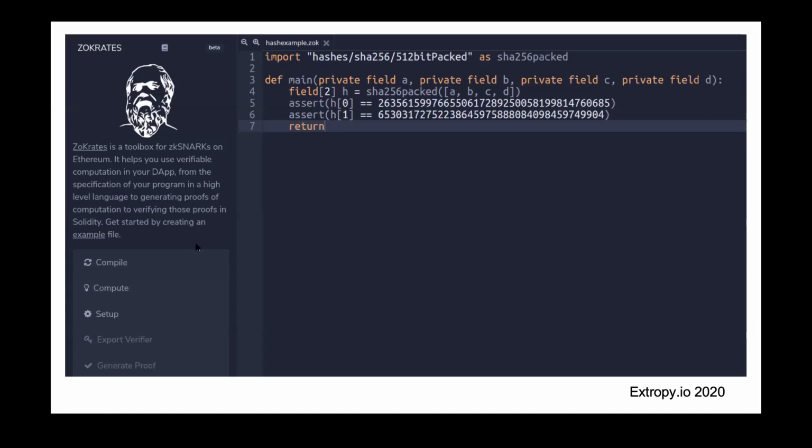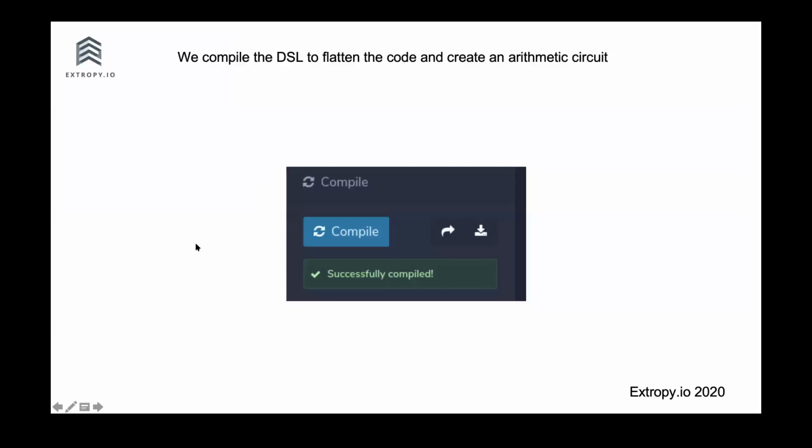So first of all, we compile this. So you just click the compile button. And what that does is take that DSL, that's the code in Socrates, flattens it and creates our arithmetic circuit. So it is our rank 1 constraint system. So we've gone from the code, now we've got our rank 1 constraint system with all of our constraints expressed in a circuit.